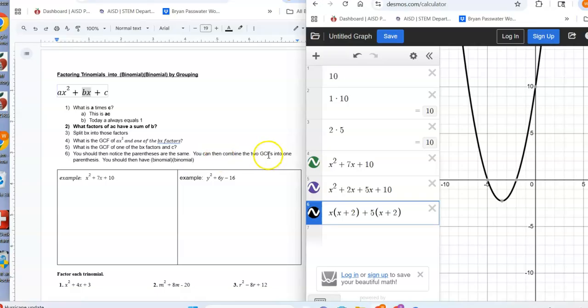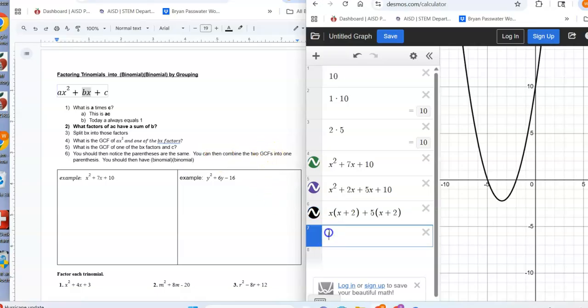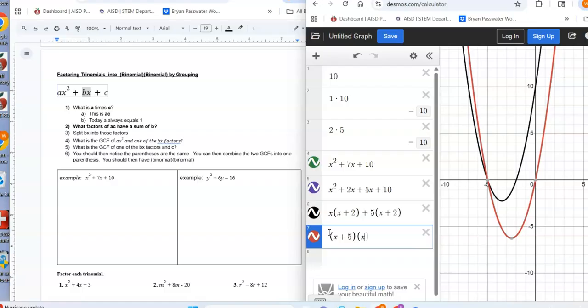You can then combine the two greatest common factors into one parenthesis, meaning the x and the 5. Since the x and the 5 are both being multiplied times x plus 2, they get to combine, and it is now (x + 5)(x + 2). And that's the answer. That is us factoring x squared plus 7x plus 10.